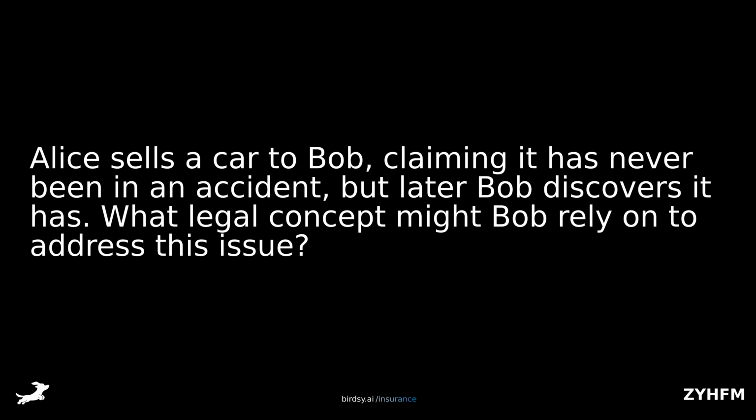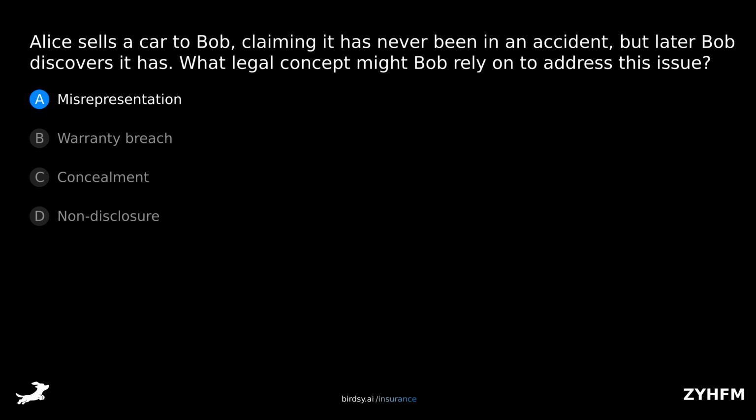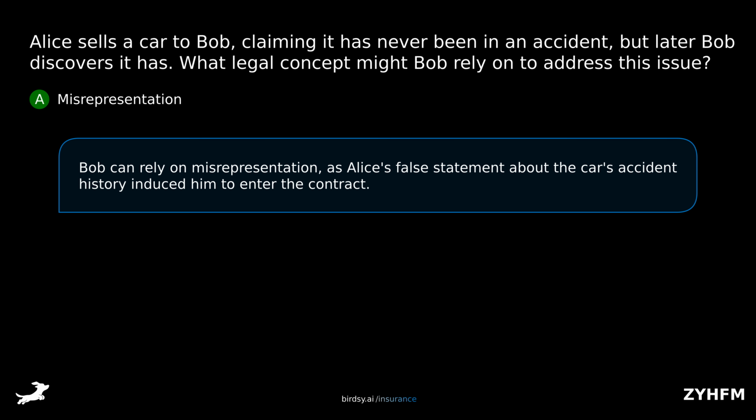Alice sells a car to Bob, claiming it has never been in an accident, but later Bob discovers it has. What legal concept might Bob rely on to address this issue? Is it A. Misrepresentation, B. Warranty breach, C. Concealment, or D. Non-disclosure? The answer is A. Misrepresentation. Bob can rely on misrepresentation, as Alice's false statement about the car's accident history induced him to enter the contract.